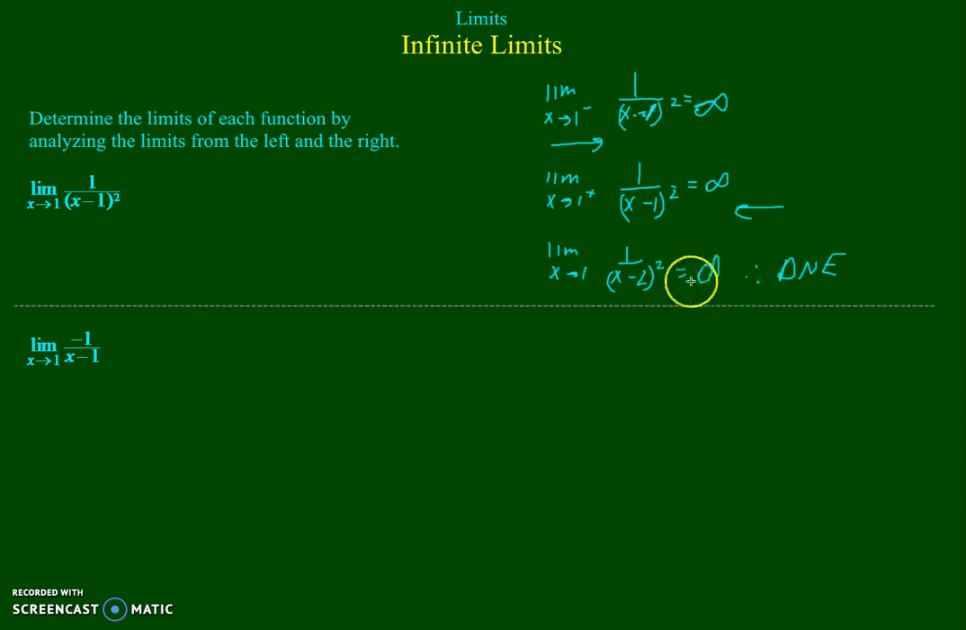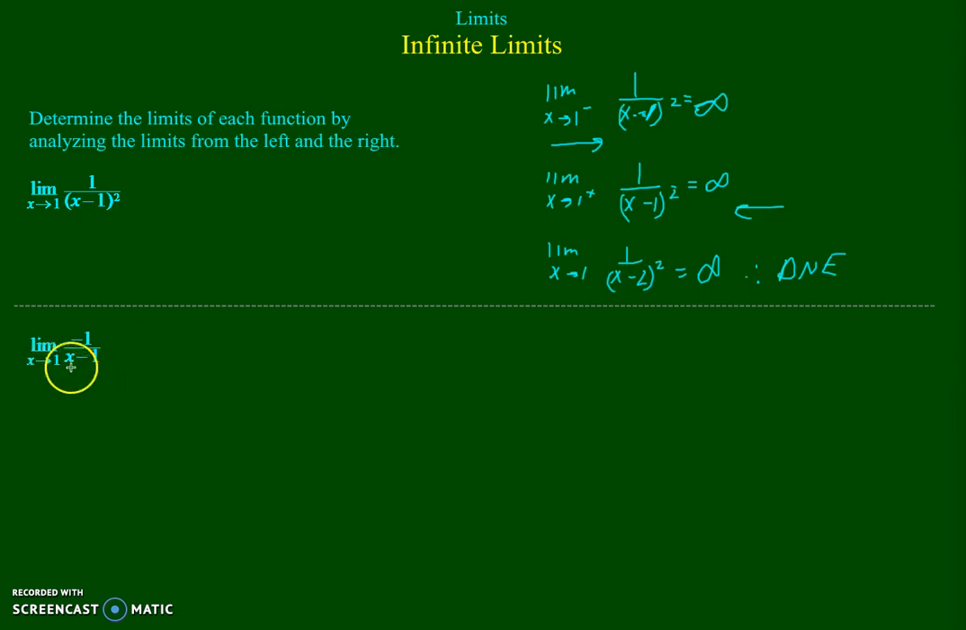Now, the only reason we could say this is because it's going in the same direction from the left and from the right. If it didn't, we wouldn't even be able to make this statement. We would simply say it doesn't exist. But because the function is increasing without bound from the left and the right, we can say it's increasing without bound, therefore it doesn't exist. All right, let's take a look at the next one.